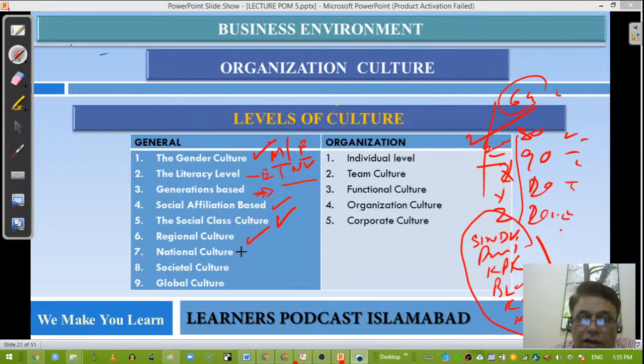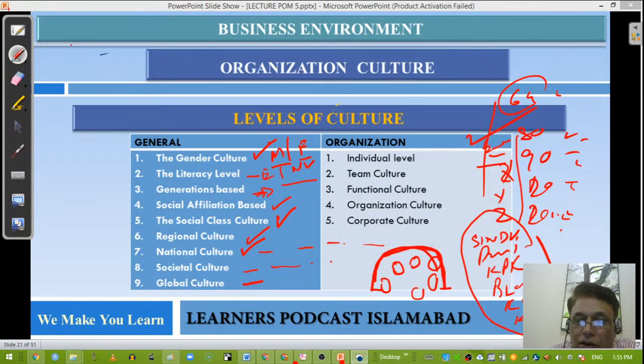Then comes the national culture, the culture of Pakistan. You can compare it with other nations. Similarly, the societal culture: different societies have their cultures as a society. Global culture, global means as a whole, part of this universe, part of this globe. We are all human beings, although we are living in different countries, we share certain things as human beings. As a whole, we are adopting and following certain things. So there are certain elements of culture that are being adopted throughout the world. That makes the global culture.